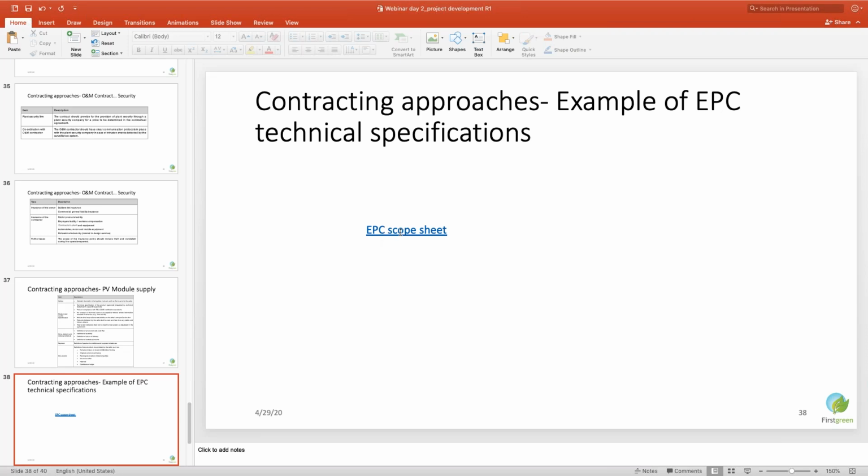Typical EPC scope sheet. It is good to discuss this as well with you.